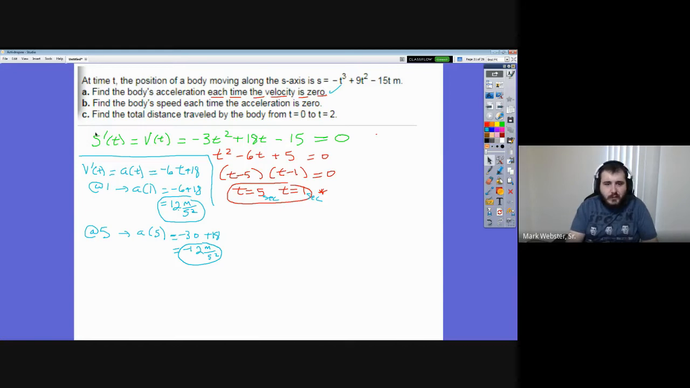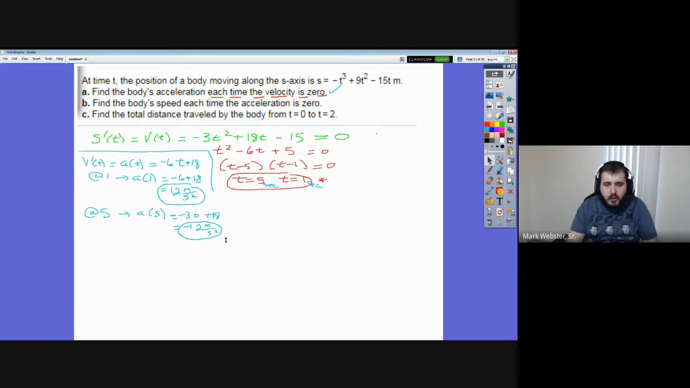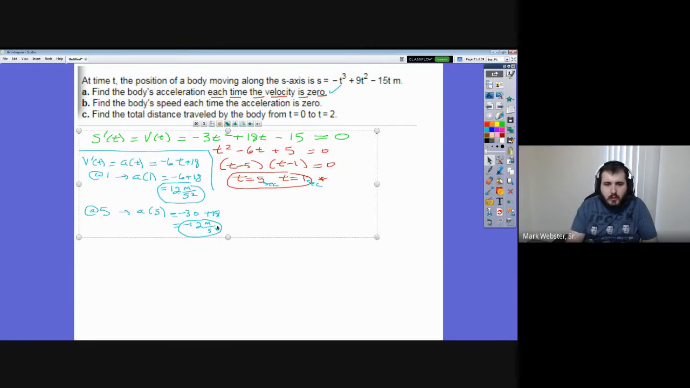Let's do part B. And I'm going to scoot you up. So now what I want to do is figure out the speed each time the acceleration is zero. Well, what's the acceleration? We did that already. Don't reinvent the wheel. You already have the acceleration function, which is negative 6t plus 18.